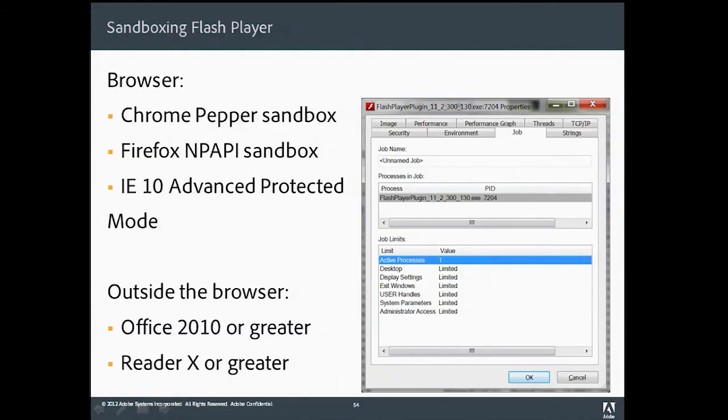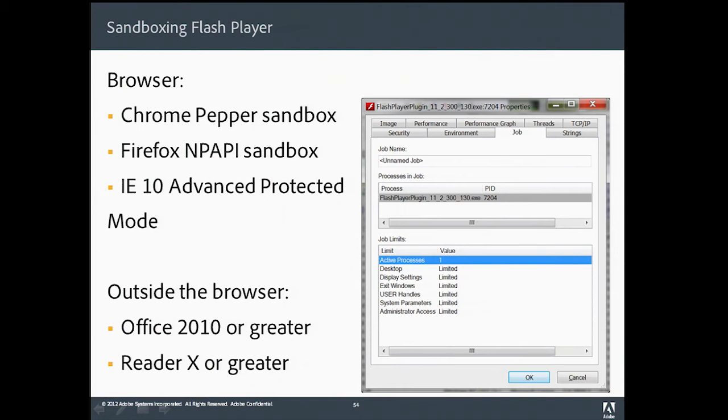On the Flash Player side, we've been doing a lot of sandboxing work too, because we're trying to reproduce the same thing, right? We're trying to deter them from being able to use Flash Player as an attack. And for browsers, we actually have 3 different sandboxes in place. We updated Chrome from an NPAPI browser sandbox to a Pepper-based sandbox within the last couple months. If you don't know NPAPI and Pepper, it's basically the way that plugins talk to the browser.